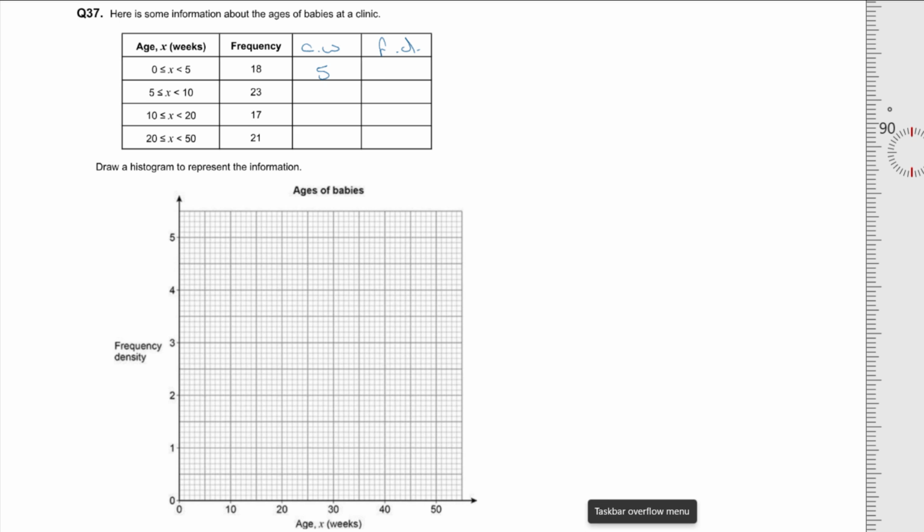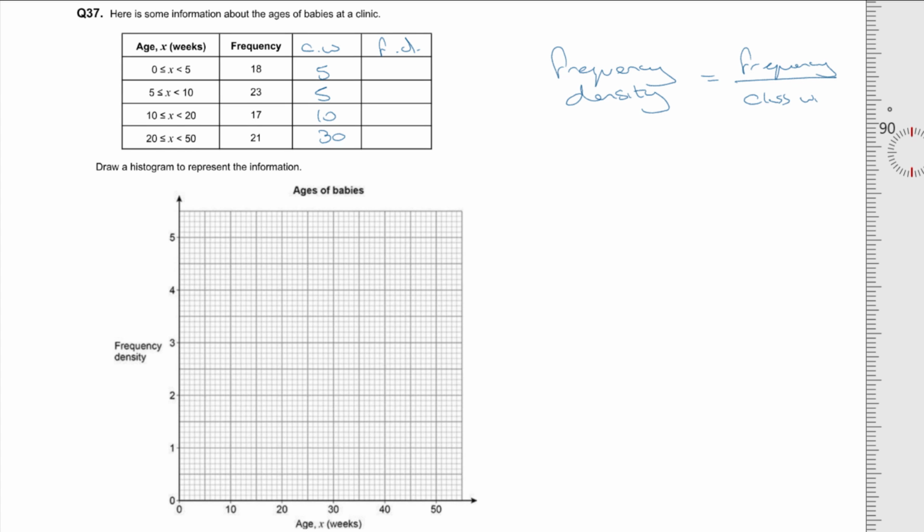Next one, 5 to 10, 10 take away 5 is 5 as well. The next class width, 20 take away 10 is 10. And the last one, 50 take away 20 is 30. They're all the class widths. And then frequency density, that's equal to frequency divided by class width. That's the formula for it that you need. Okay, so frequency density is frequency divided by class width.